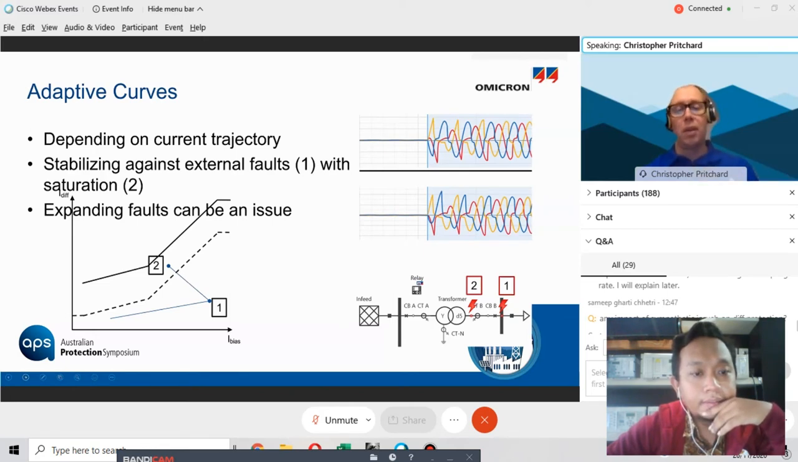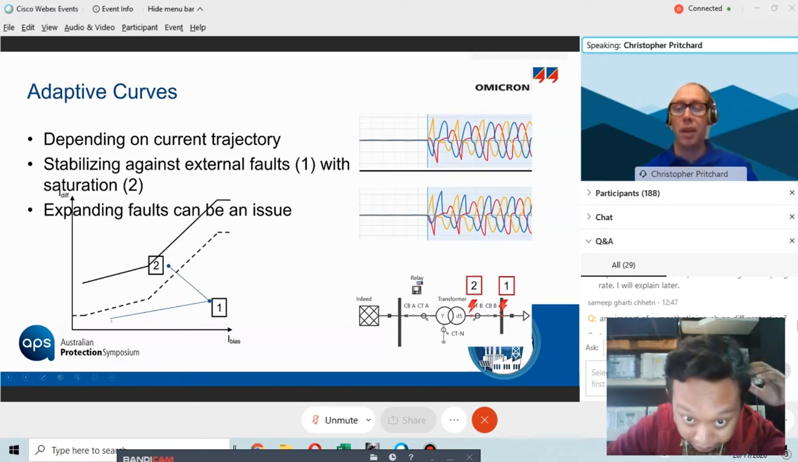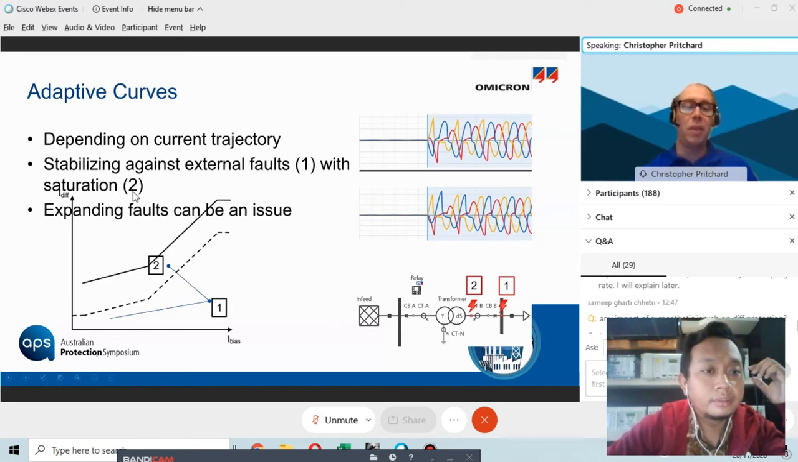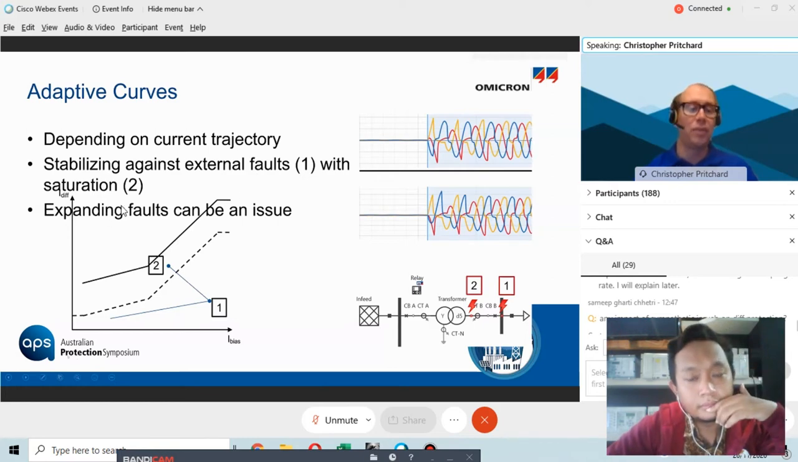Now, while on the one hand this is a very clever function, it also has its quirks that you have to think about in terms of sensitivity. As I show here on the right-hand corner, if we have a fault on the bus and an evolving fault into the protected zone, the trajectory looks very similar to what I just showed here for saturation. So you want to make sure your protection is actually operating correctly in both conditions, stabilizing or tripping. And with a system-based test, this is very straightforward.